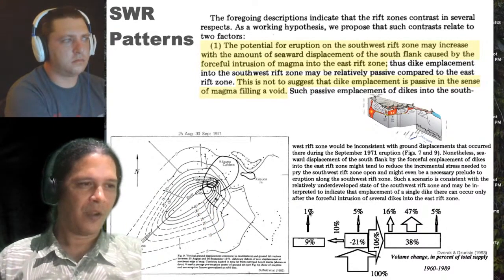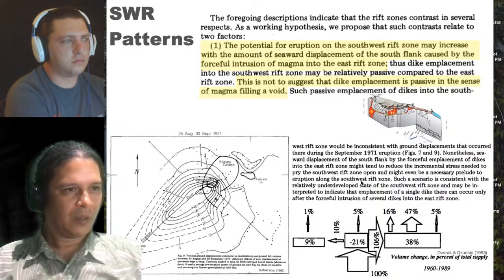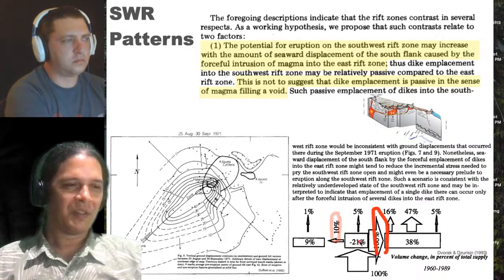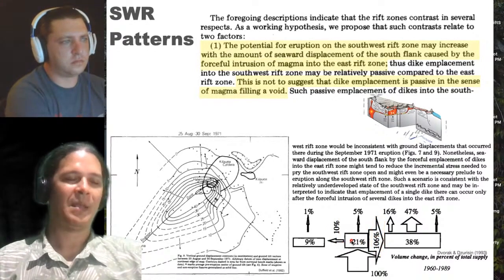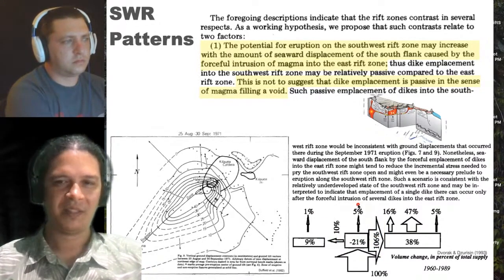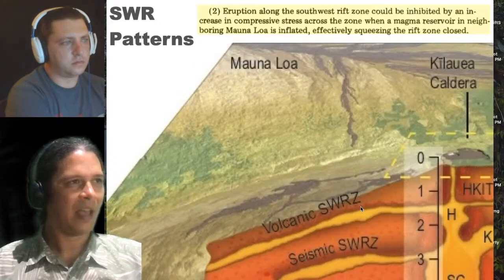And remember that we're seeing this ratio of 1 to 10 southwest rift to southeast rift, and that's kind of what they're saying as well. When, let's say, you get to your 10th east rift eruption, maybe at that point you're more likely to have a southwest rift eruption because you've torqued the south flank enough, right? So we'll leave that there.